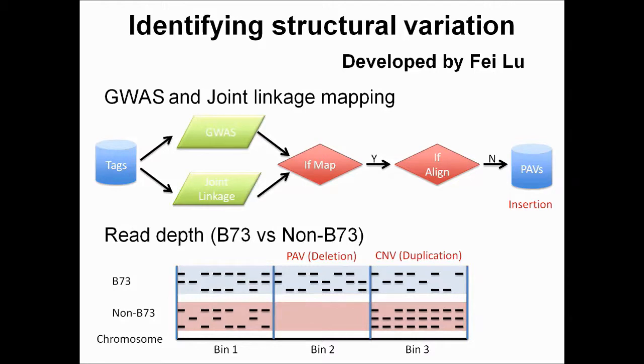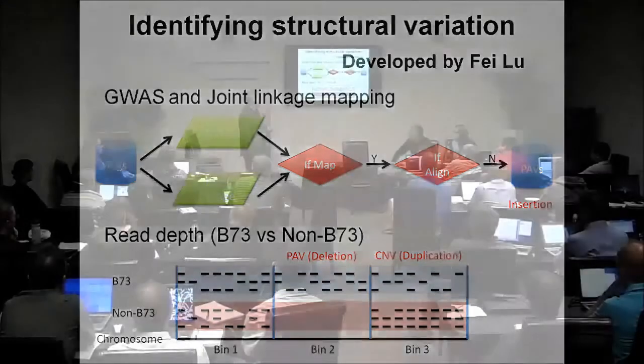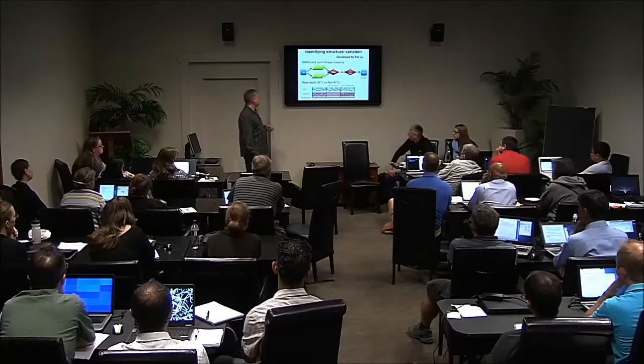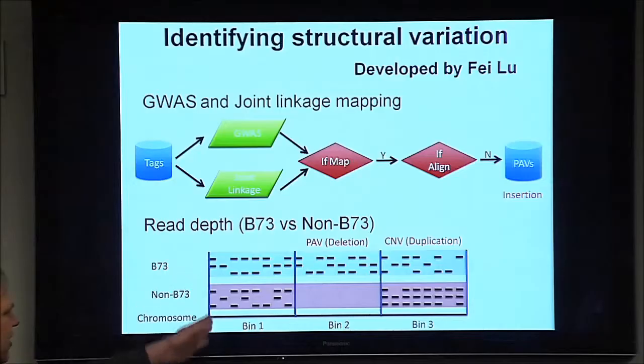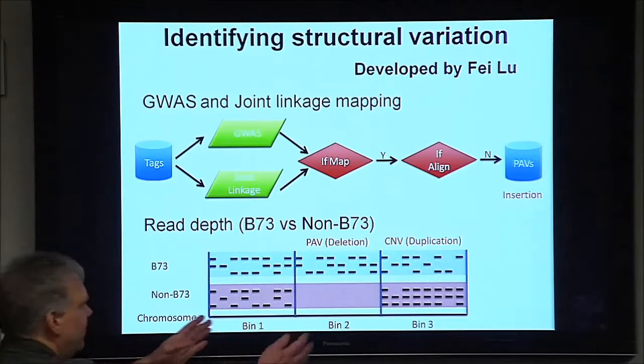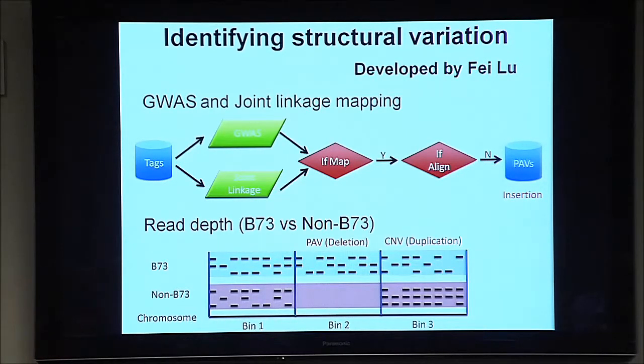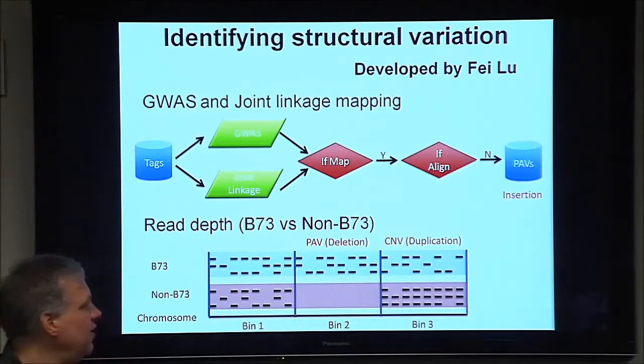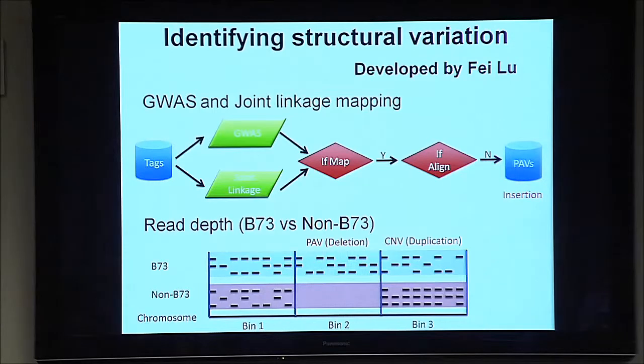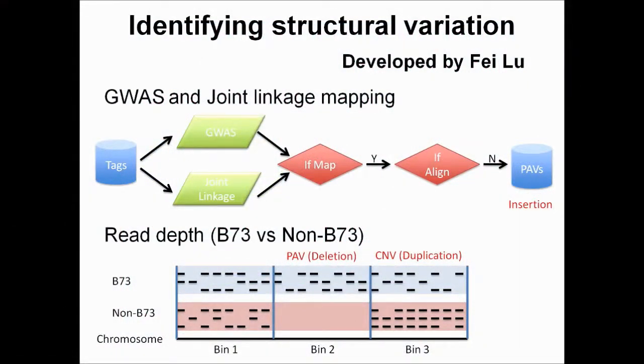Or if you're looking at B73 and non-B73, and you're looking for deletions relative to B73, any given tag locus has low depth, so it's not very reliable. But if you do bins, you can see regions that are larger deletions, and you can also see by higher read depth in a bin that there's been a duplication there. You can look at copy number variation. So Faye's done a lot of work in this area.